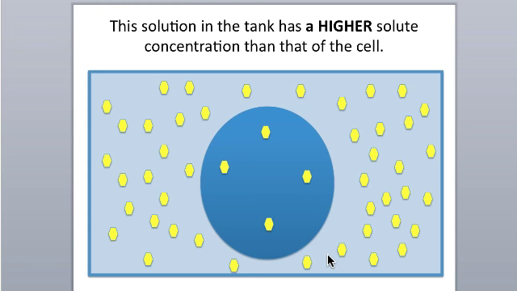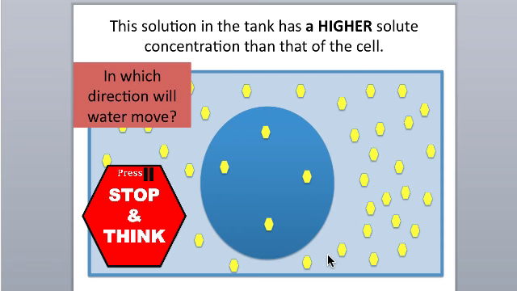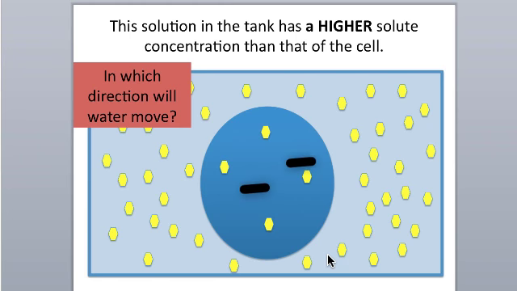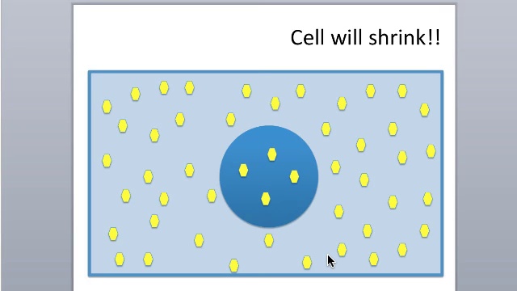All right, so now if I asked you, in which direction will water move? Take a moment and think about this. In which direction will water move? Well, water is going to move outside of the cell. Now imagine the implications of water moving outside of the cell. What do you think this is going to do to the cell itself? If water is being removed from the cell, how do you think this is going to affect the cell size? Well, the cell will shrink. So when water moves outside of the cell, it will shrink.